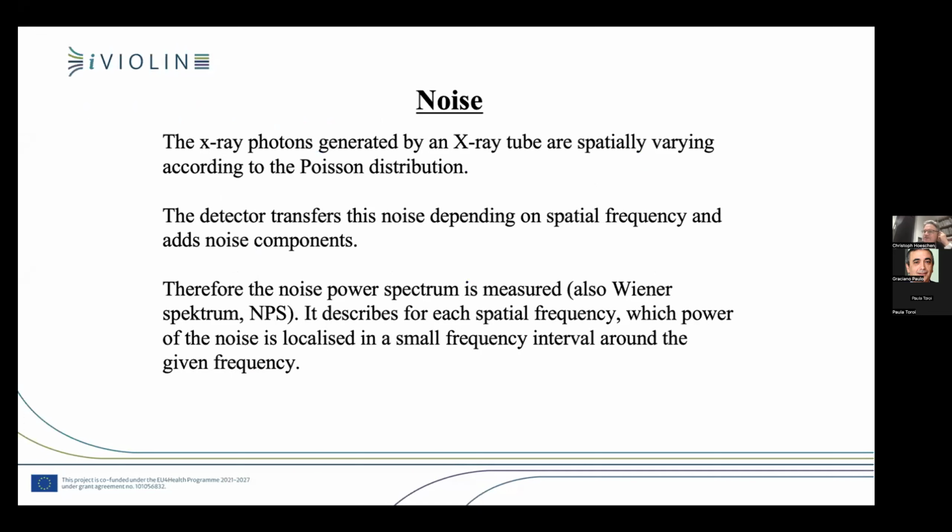So for the quantum noise, the X-ray photons that are generated by an X-ray tube are spatially varying according to the Poisson distribution. The detector transfers this noise depending on spatial frequency and adds noise components. And therefore, we typically measure the so-called noise power spectrum, which is also called the Wiener spectrum. This describes for each spatial frequency which power of the noise is localized in a small frequency interval around the given frequency.